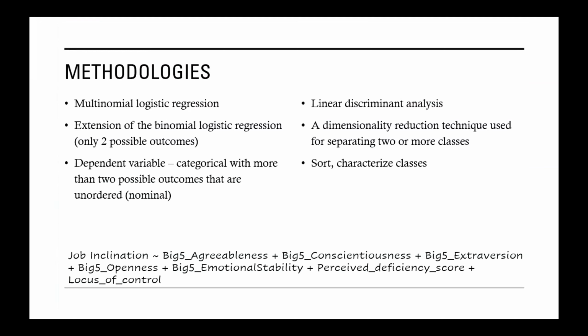The multinomial logistic regression represents an extension of the binomial logistic regression, which only has 2 possible outcomes. For this model, however, the dependent variable is categorical with more than 2 possible outcomes that are ordered or nominal, so they are not hierarchical. The linear discriminant analysis is a dimensionality reduction technique used for separating 2 or more classes, and its objective is to sort and categorize classes.